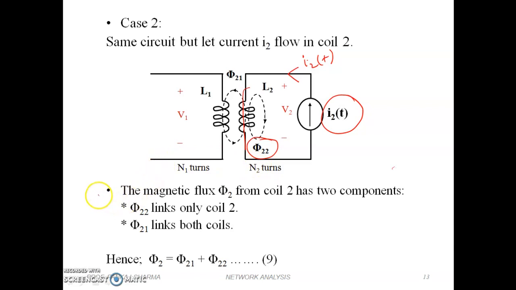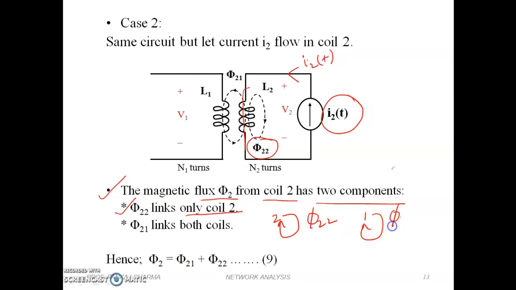The magnetic flux phi 2 from coil 2 has two components, as I just discussed. If it is generated from 2 and links only to 2, it is phi 22. If it is generated by 1 and links to 1, it is phi 11. If it is generated by 2 and links to 1, it will be phi 21. Hence, phi 2 is equal to phi 21 plus phi 22.